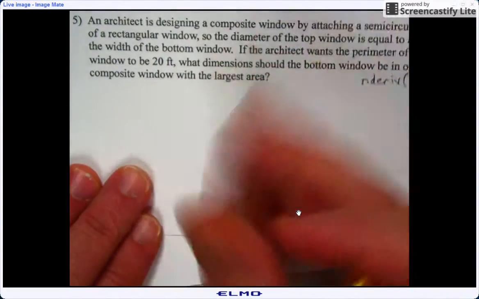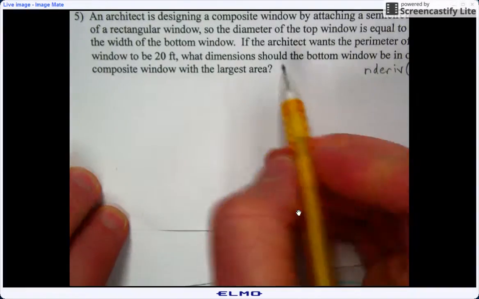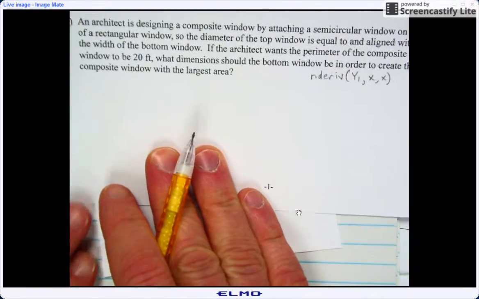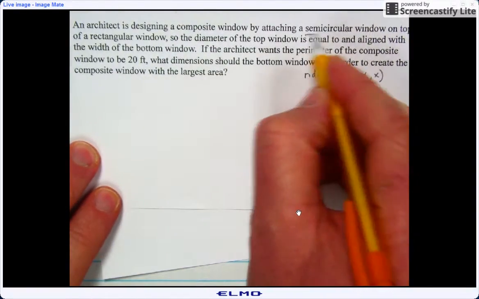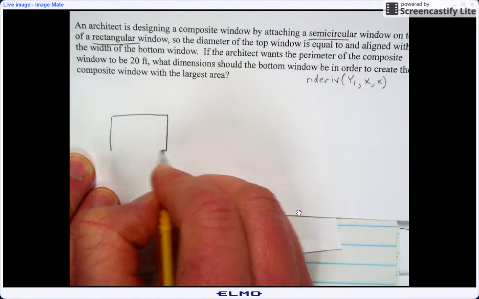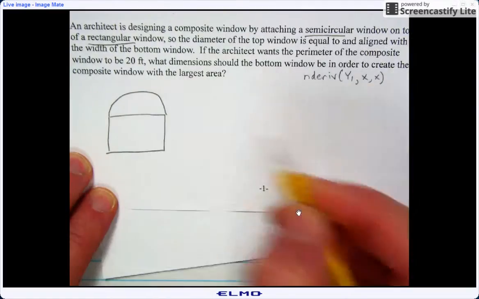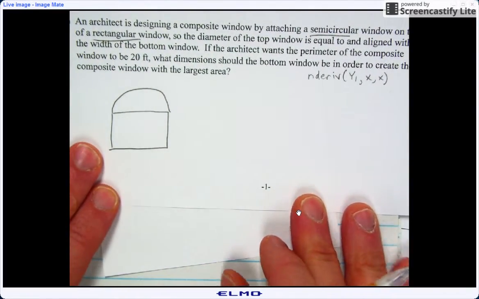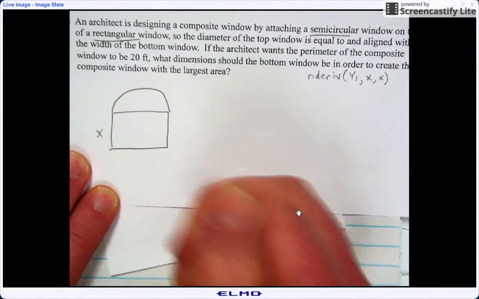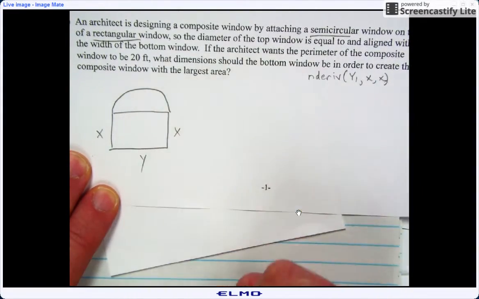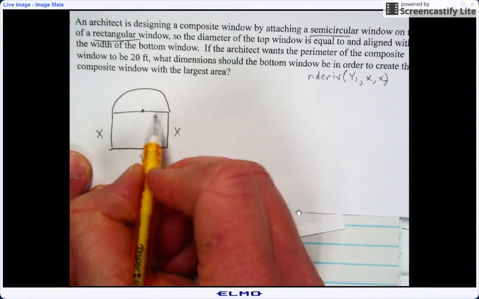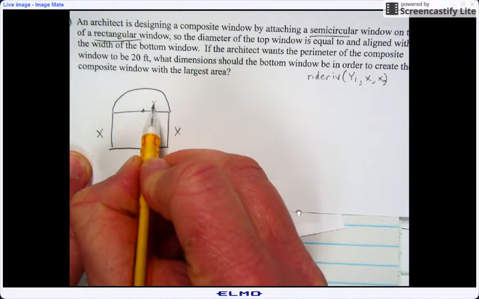Hello, sports fans. We're going to talk about making a composite window, which is also called a Norman window: a semicircle on top of a rectangle. Don't spend 8 years making your picture. If you want to, get something to make a picture so that you can spend more time solving the equation. There's a rectangle, which means the radius of my circle is half y.